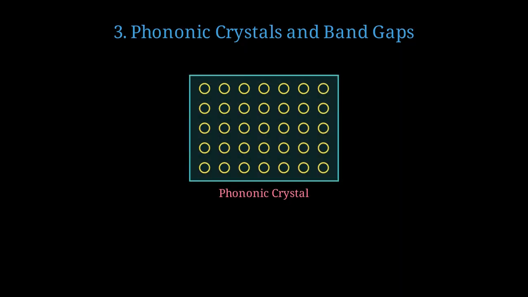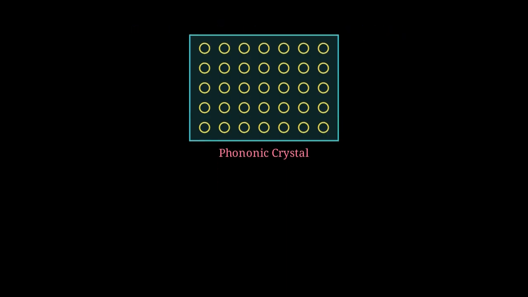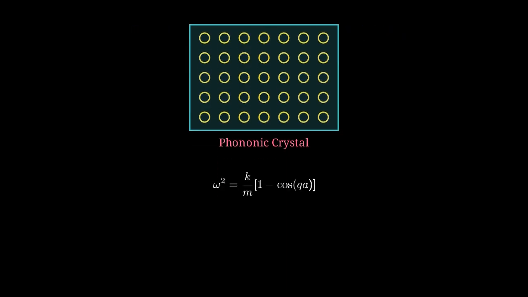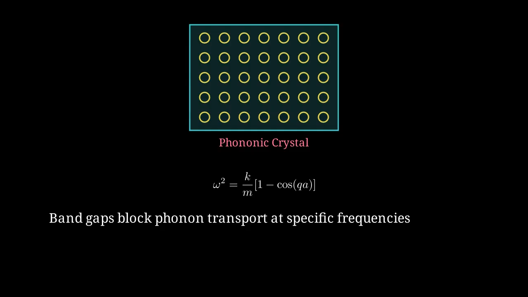Phononic crystals take this further by creating complete band gaps that block phonon propagation. A phononic crystal consists of a periodic arrangement of inclusions that create forbidden frequency bands for phonon propagation. The phonon dispersion relation shows omega squared equals K over M times 1 minus cosine of q times lattice constant a. These band gaps completely block phonon transport at specific frequencies, creating ultra-low thermal conductivity.